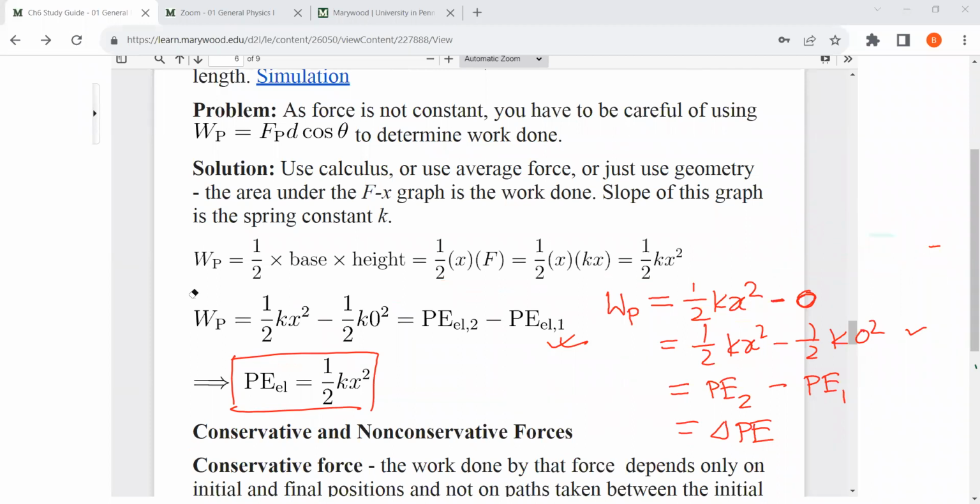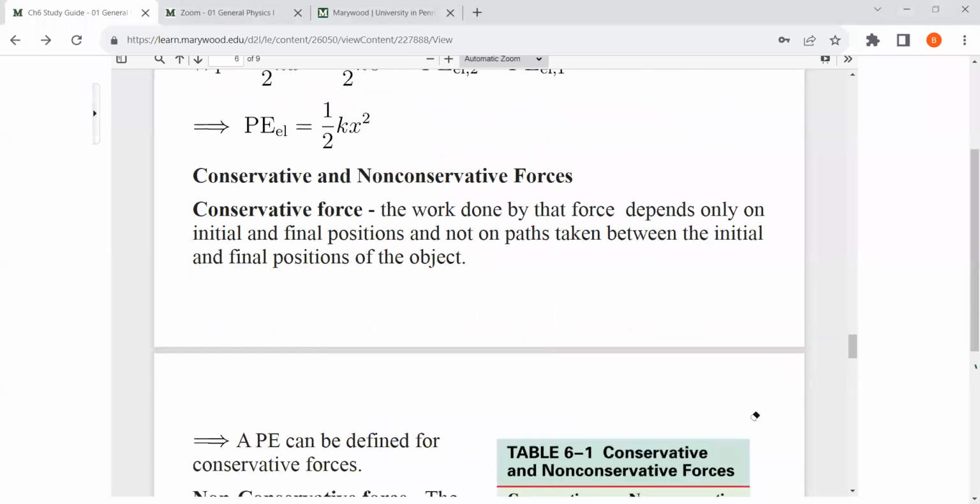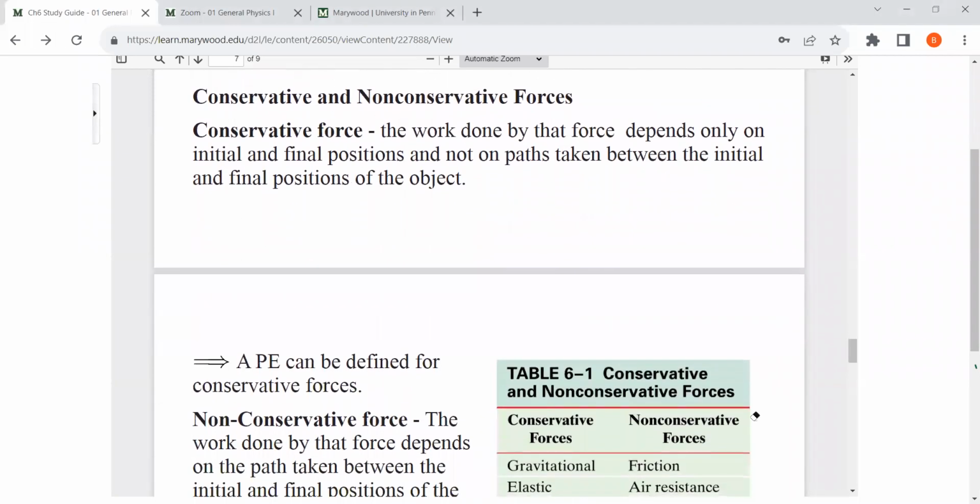All right. The next thing we are going to learn is conservative and non-conservative forces. We are now going to differentiate forces into two categories: the conservative force and the non-conservative force. What is a conservative force? A conservative force means the work done by that force depends only on the initial and final positions, and not on the path taken between the initial and final position of the object.